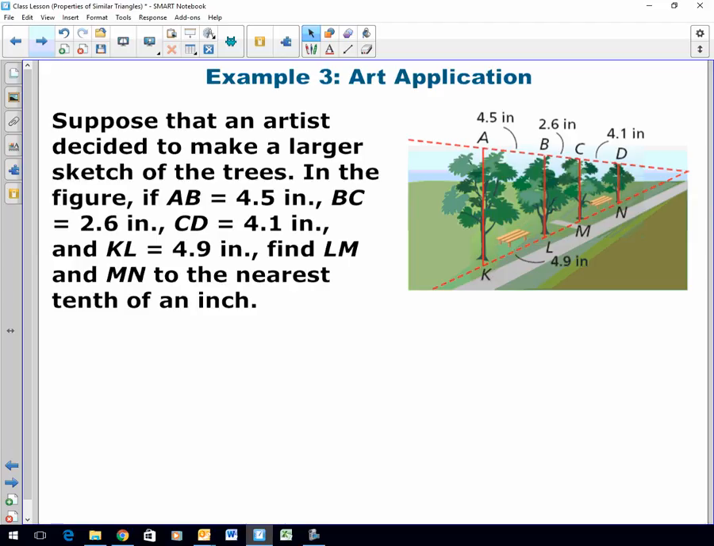Once you found that answer, you could then go to the next set of parallel lines and say 2.6 over 4.1 equals LM over MN. Okay? Next slide, please.